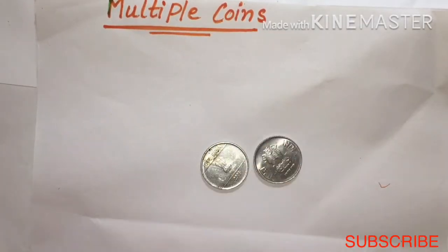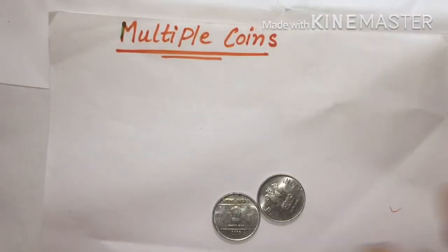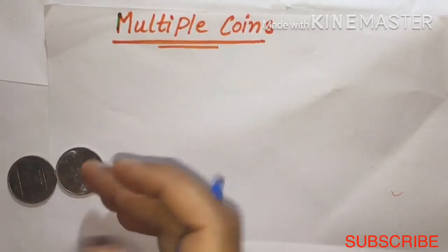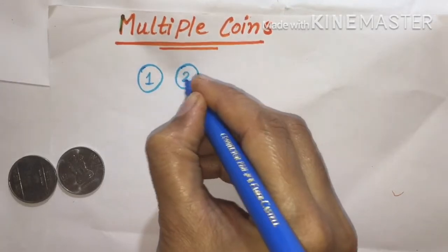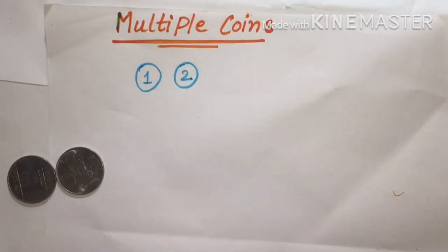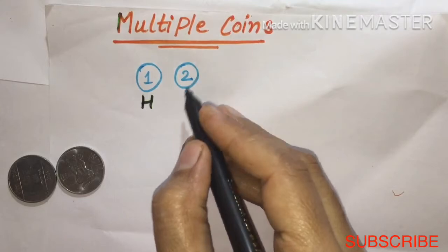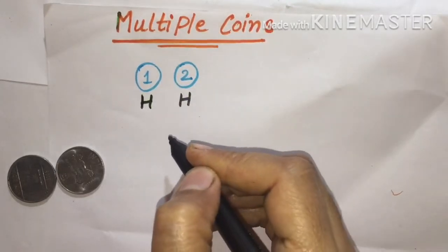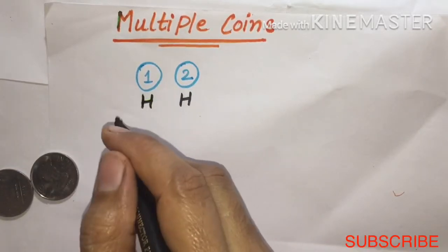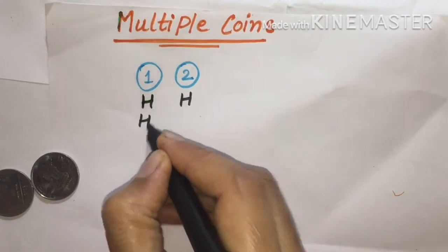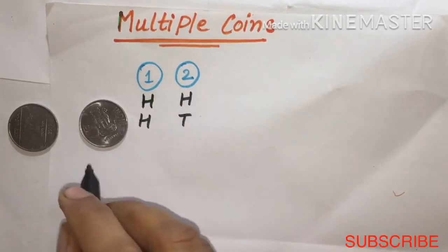But if we are taking two coins, how many total possible outcomes will there be? Let us see that. If I am drawing these two coins here, this is coin number 1 and this is coin number 2. How many possible cases are there? It can happen that a head comes on both coins, right? And when we toss again, another chance is that the head will come on one coin and the tail on the other coin.